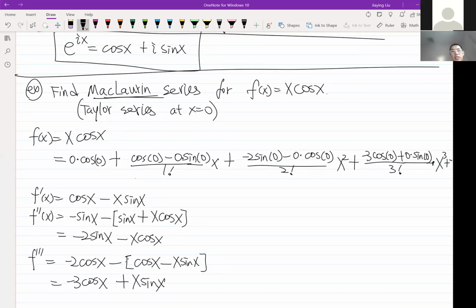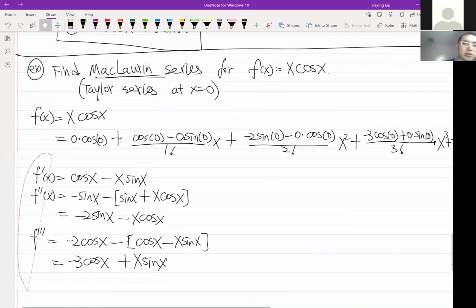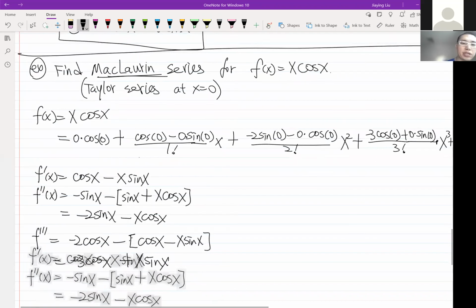So that's following the pattern of the expansion of the Maclaurin series. We just find f of 0, f prime of 0, the second derivative of 0, and so on. The rest is about simplifying. So I don't need this work, this is just scratch work on the side.